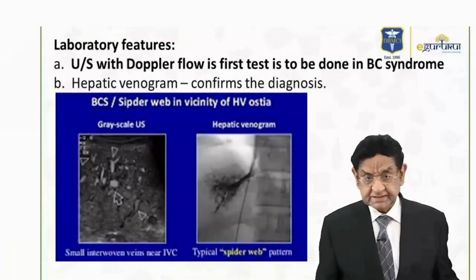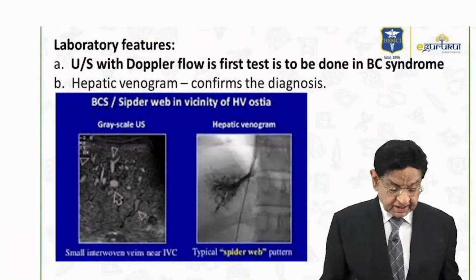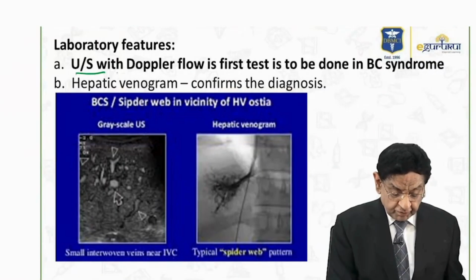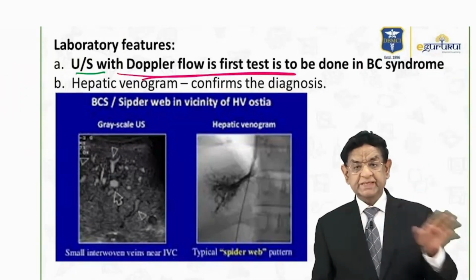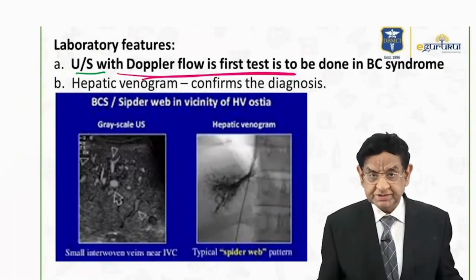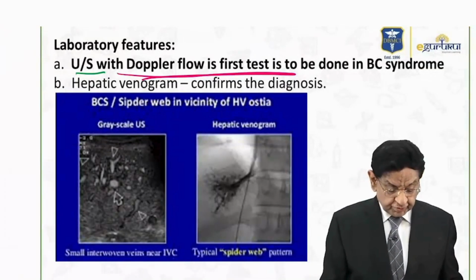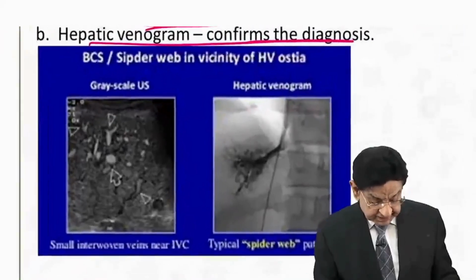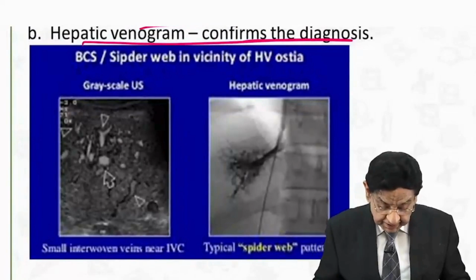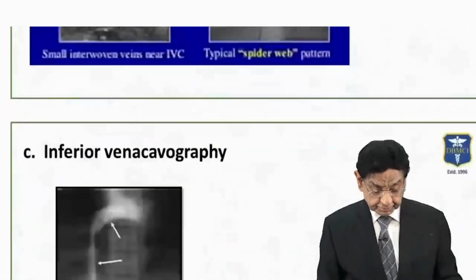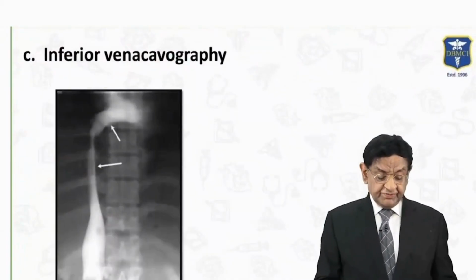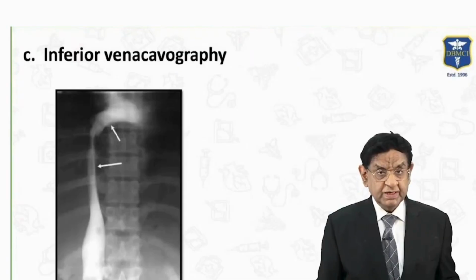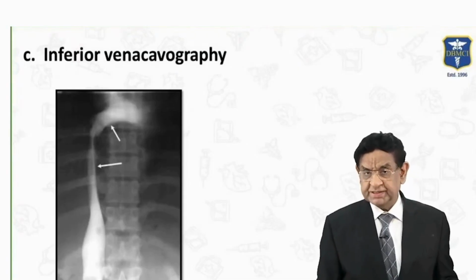In such cases, the first investigation done is ultrasound. It's the first investigation to be done. With Doppler flow, we can even come to know where the blockage is. Later on, we do hepatic venogram, and this really confirms the diagnosis. Even inferior venography is done if the blockage is in the inferior vena cava, but it is much less common as compared to blockage in the hepatic vein.